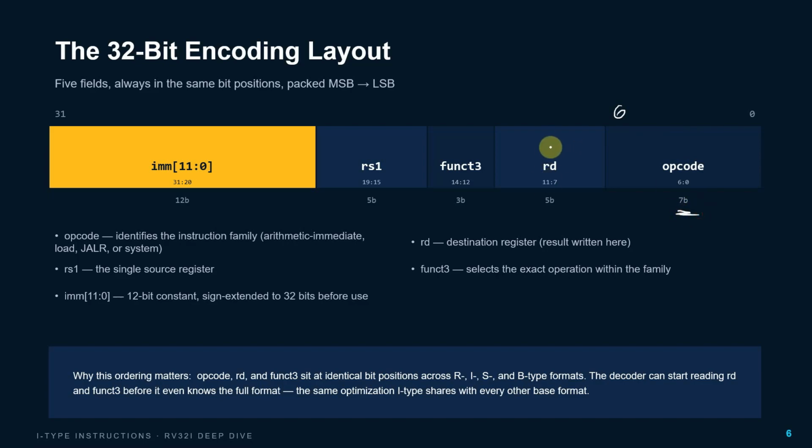Next is the destination register, bits 11 down to 7, which is 5 bits. Next is funct3, which is 3 bits. Next is RS1, the source register, which is 5 bits. And next is our immediate value, bits 11 down to 0, which is 12 bits. So this is my instruction format in the case of my I-type instruction.